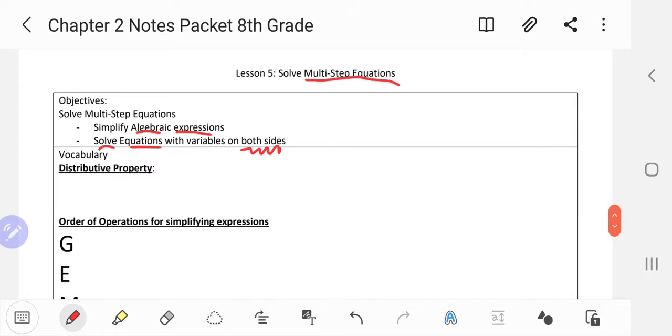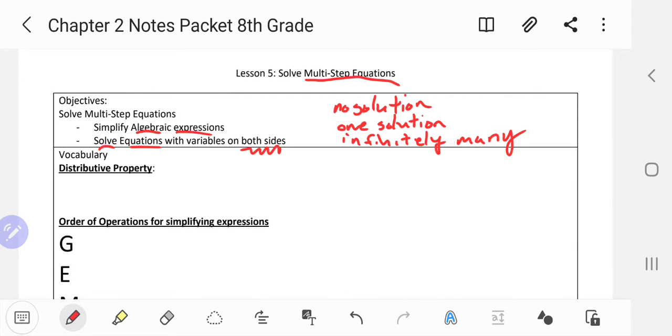So I forgot that in my objectives, but you have to know the difference between no solution, one solution, and infinitely many solutions. Okay? We sometimes call this the null set, and we call this identity. All right?